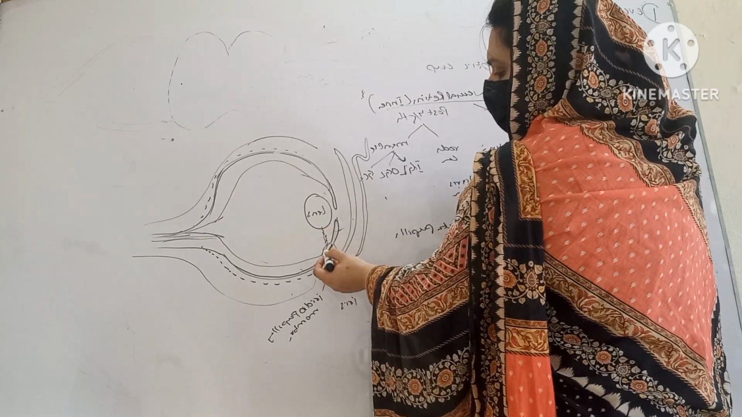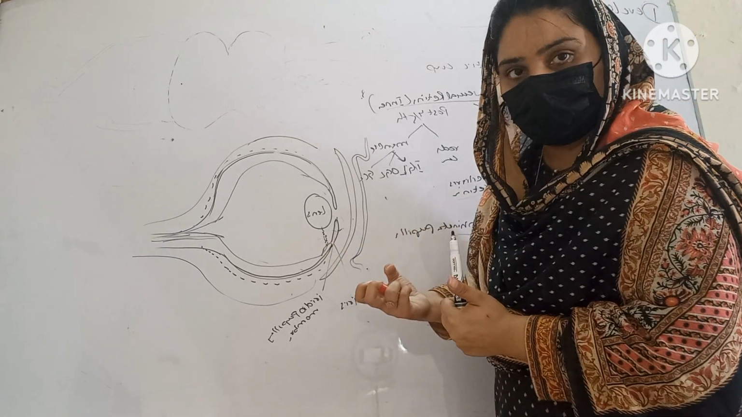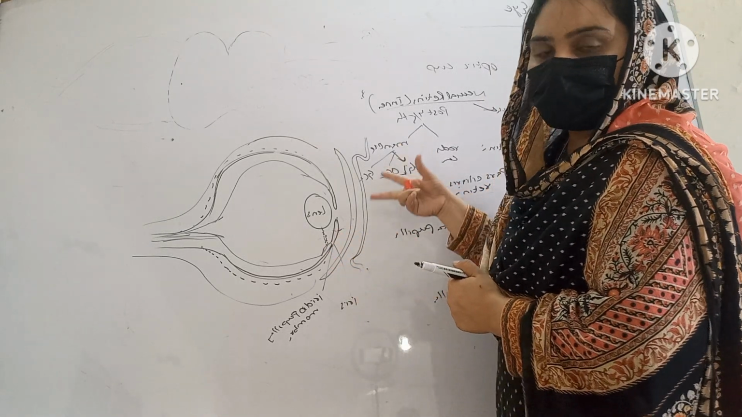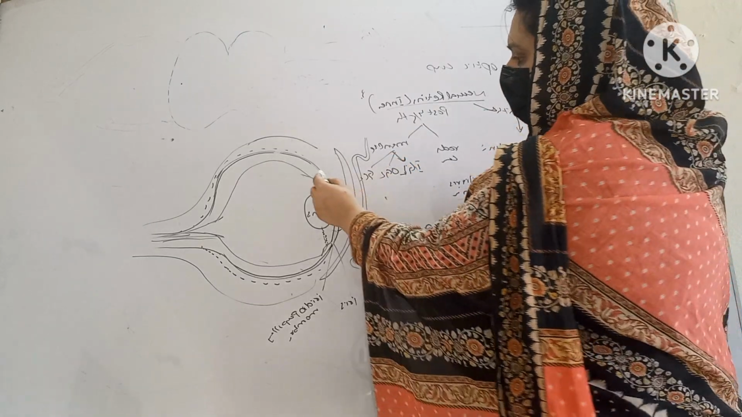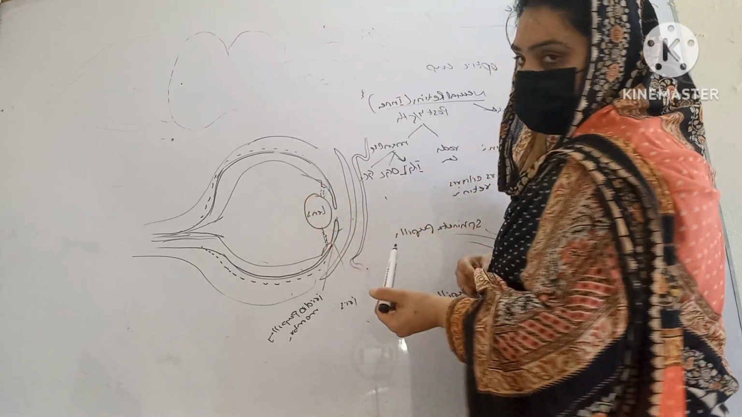This suspensory ligament will connect with the lens. So when there is contraction of the ciliary muscle, this suspensory ligament helps in the accommodation of the lens for vision. So this is the ciliary body and this is the suspensory ligament.